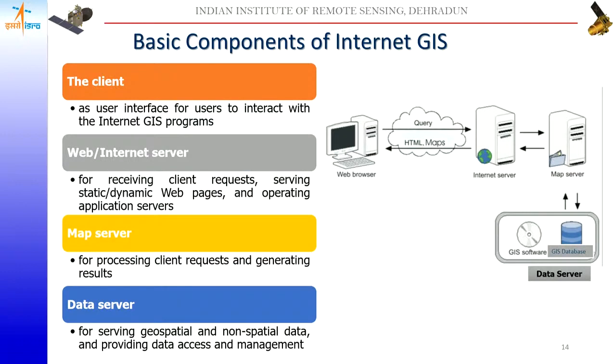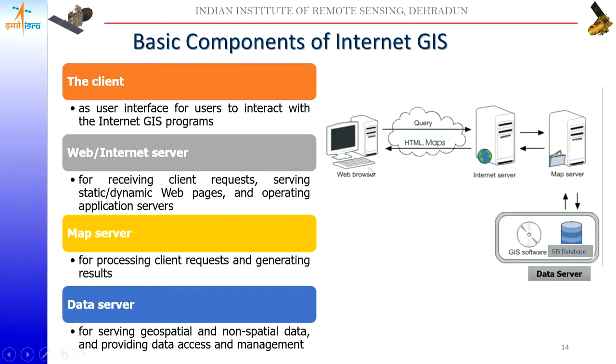Now talking about the components, as we said, this works on a client-server model. So we have a client, in this case a web browser, and then there's an internet server, or we say a web server. In the case of an Internet GIS application, we also require a map server which can process the GIS related data, with the data residing in the data servers, either in the form of raster or vector, and then we can also publish our data in the form of OGC standardized services.